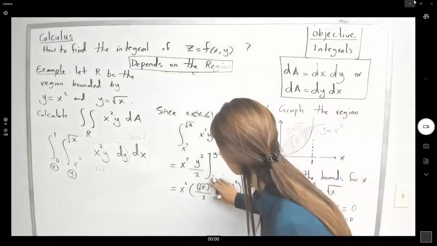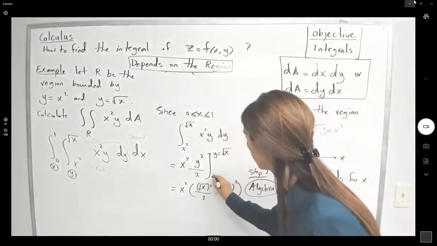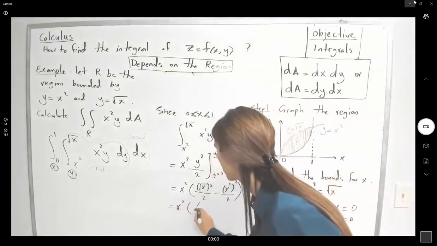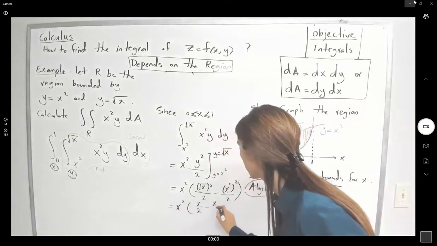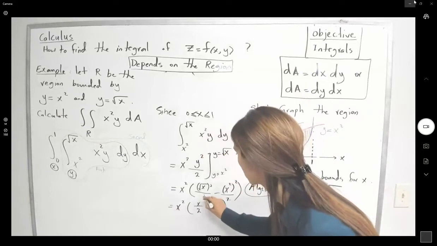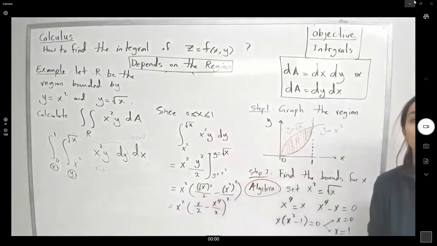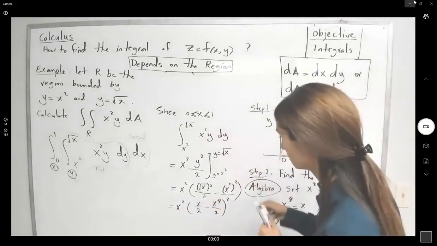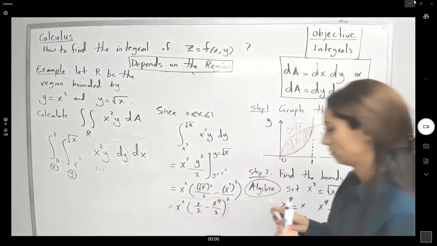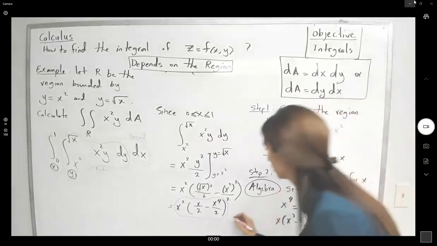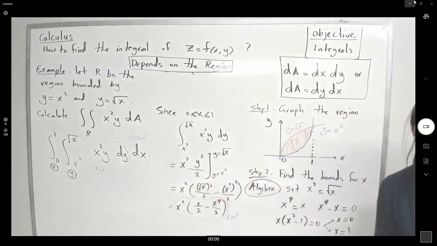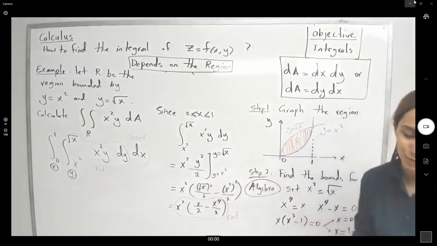So this guy, let me just write this up here to avoid any confusion. This is x squared times x over 2 minus x to the 4th divided by 2. This is my inner integral, my first integral. Now I plug that in and start taking the integral with respect to x.